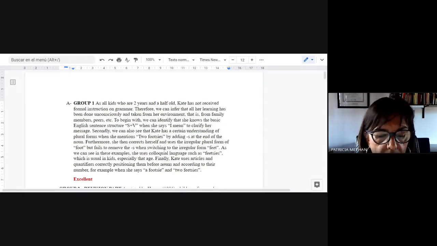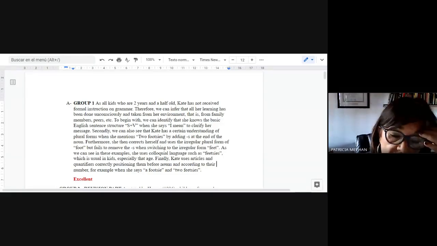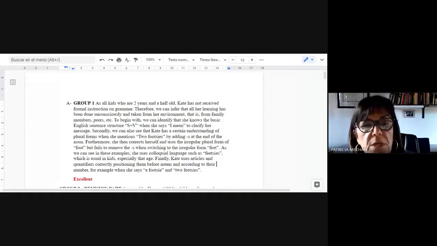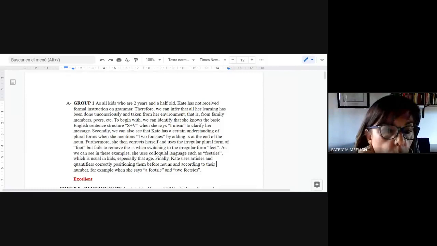But then the adult points to both feet and says, what are these? And the little girl answers, two footsies. Footsies meaning like piecitos, right? It's like baby talk. And then the little girl corrects herself and she says, no, two feetsies, I mean. And so the question was, analyze these instances so as to assess how much grammar has been learned and how much remains to be learned. Well, group 1 made a very nice analysis.